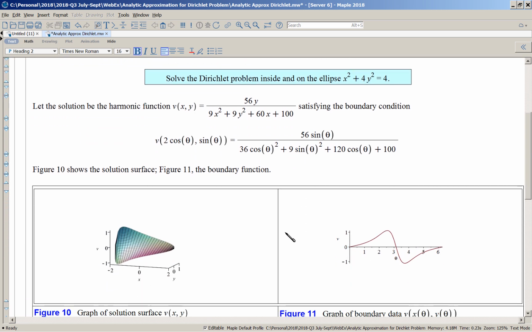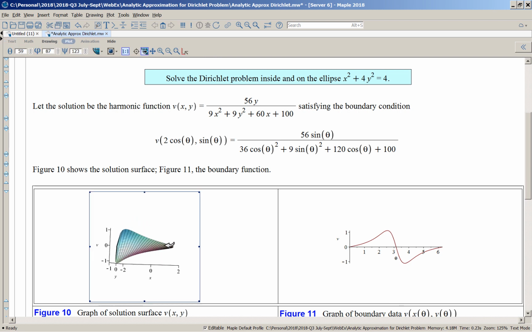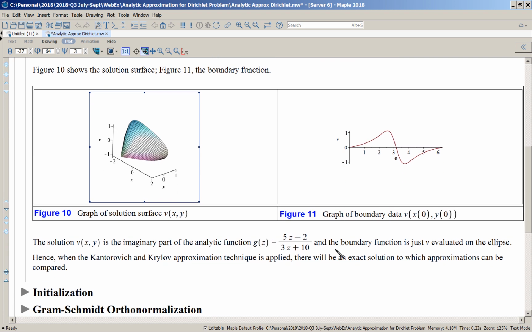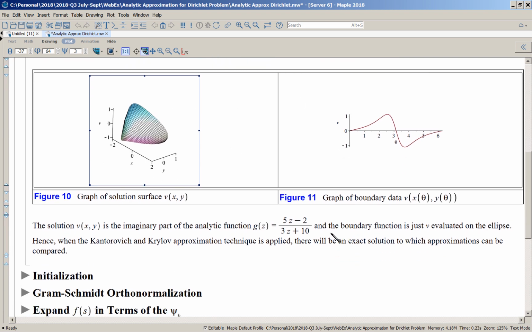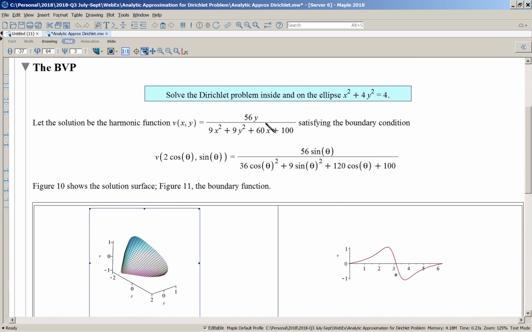Now what does it look like? This is what the solution surface looks like, and it is exact because I'm starting with the exact function. So this is what the boundary function looks like. Where did I get this function from? Well, I took this linear fractional transformation, took the imaginary part, played around with it, ended up with this thing, and said this is what I'll use for my exact solution.